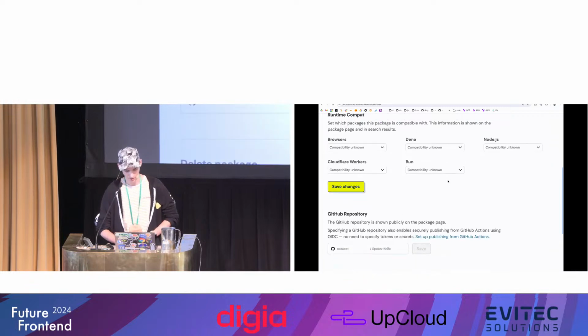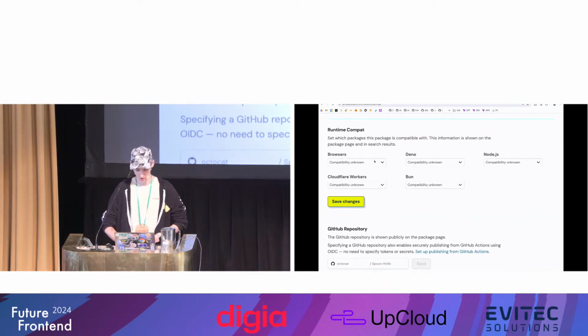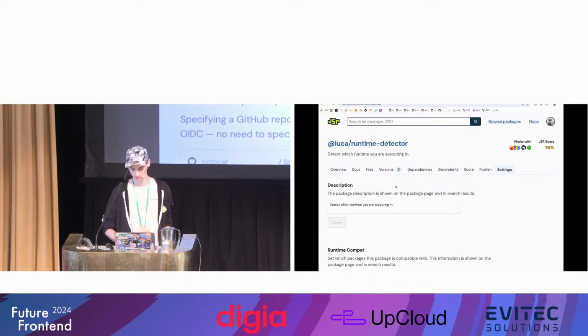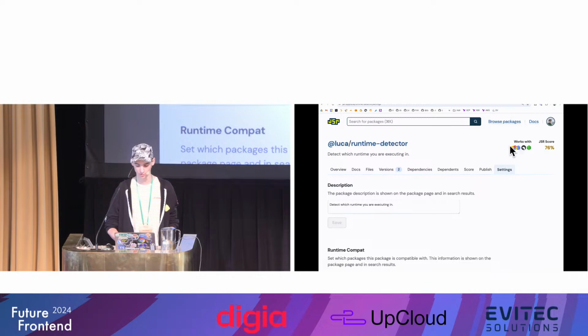Great. Runtime compatibility. What browsers? What does this work in? It works in browsers. It works in Deno. Works in Node. And it doesn't work in Cloudflare Workers and Bun because it can't detect those, so I'm going to mark them as not supported. And save changes. And you can see this shows up in the works with up here now, and my JSR score has gone up to 76.